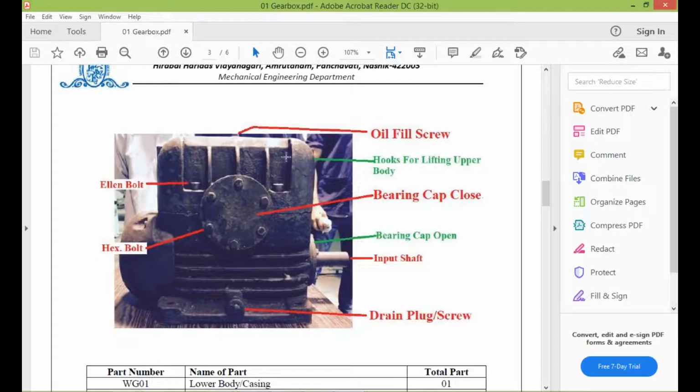Maybe the hook is present. So here the two hooks are present for lifting this application. Then how to disassemble this casing? This casing is present in two parts, upper casing and lower casing, and the upper and lower casing are fixed by using this Allen bolt. These are the Allen bolts, and the same Allen bolts are present at the back side.